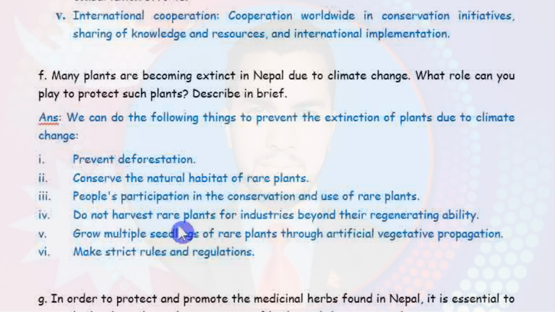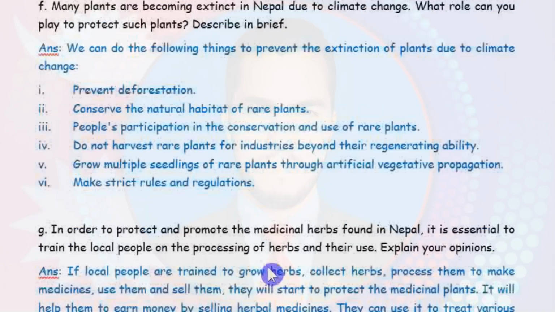Okay, sometimes we harvest rare plants but do not provide a suitable environment. Because of that, the quality of the rare plants may decrease. Number 5, grow multiple seedlings of rare plants through artificial vegetative propagation so that their population will not decrease. Number 6, make strict rules and regulations for consuming the rare plants. Okay, how often can we consume rare plants and what are the restrictions for that? We have to make the rules related to that.